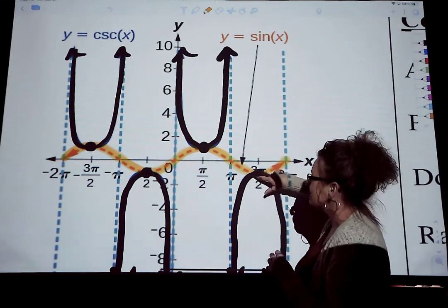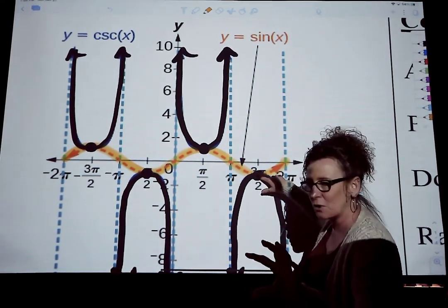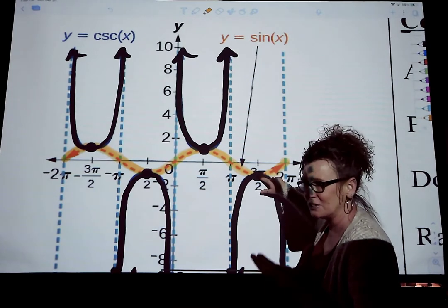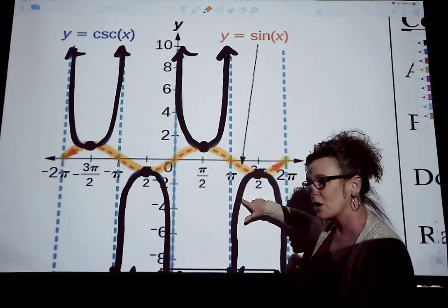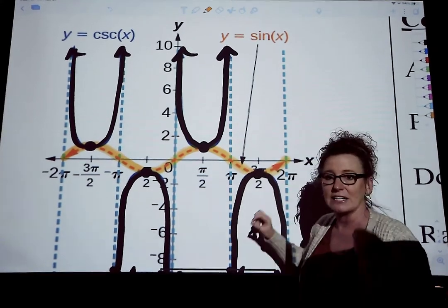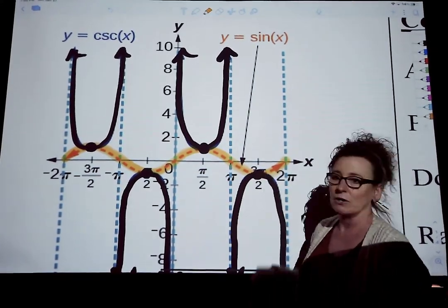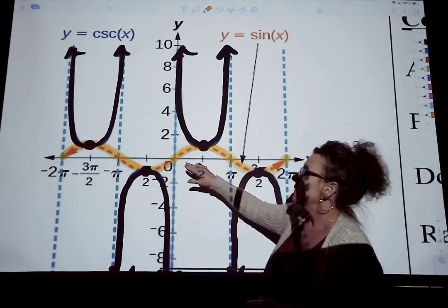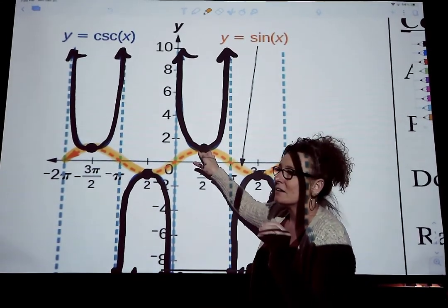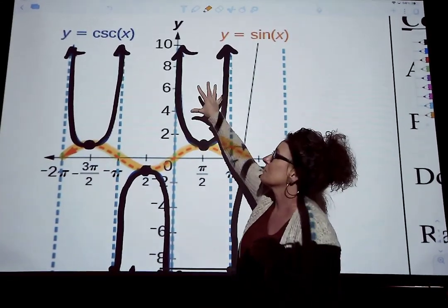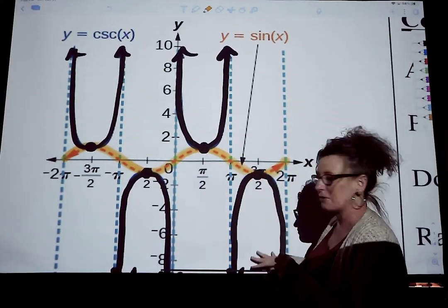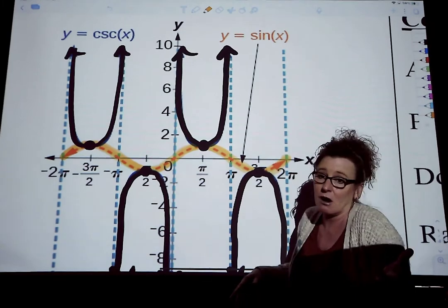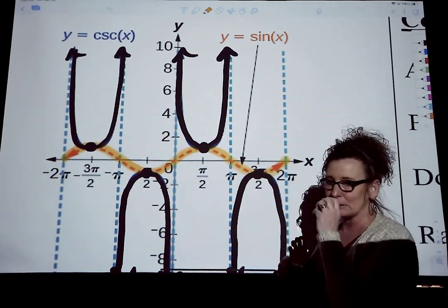Right here, sine is negative 1. Turn negative 1 upside down for cosecant, and you still get negative 1. So the black graph of cosecant and the orange graph of sine share this y value of negative 1. When sine peaks, this parabola starts. When sine valleys, that's where this parabola starts. And again, I'm going to call them parabolas, but they're not truly parabolas.